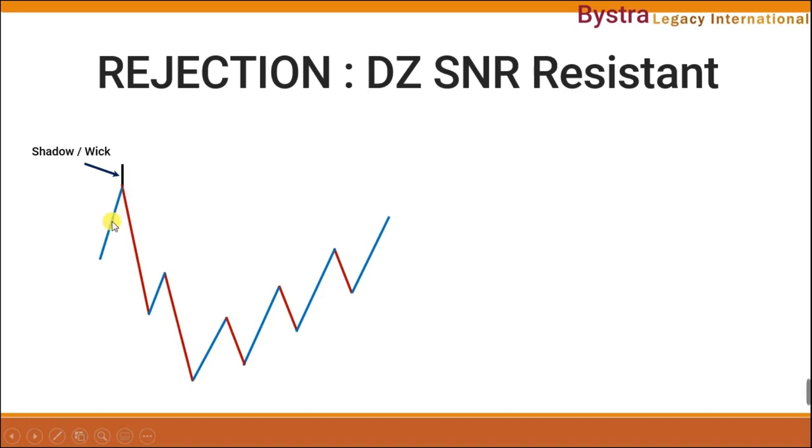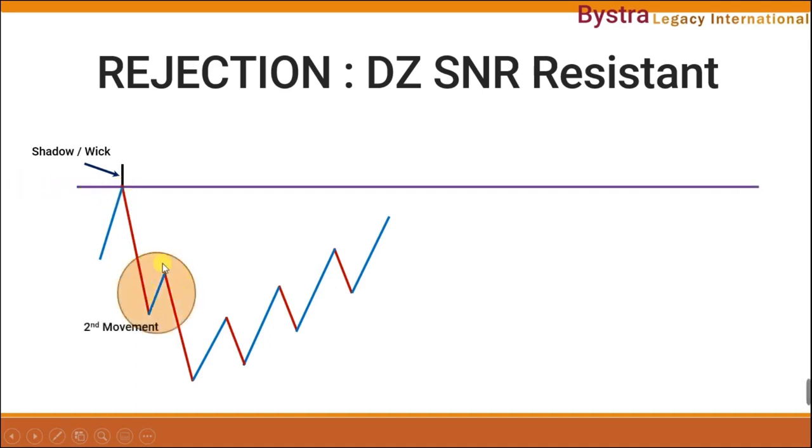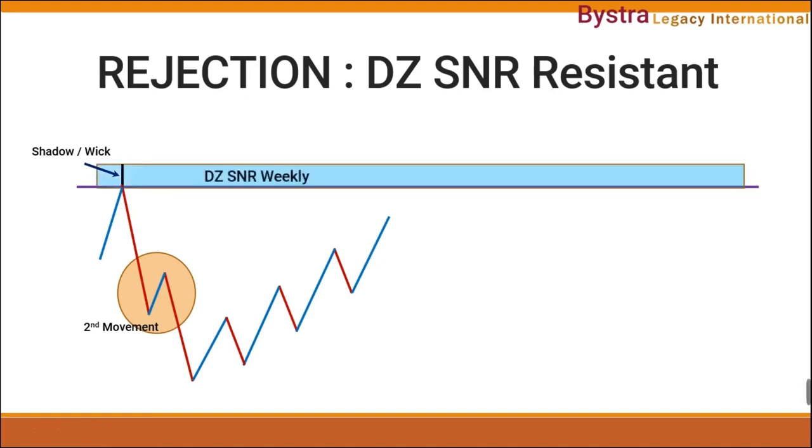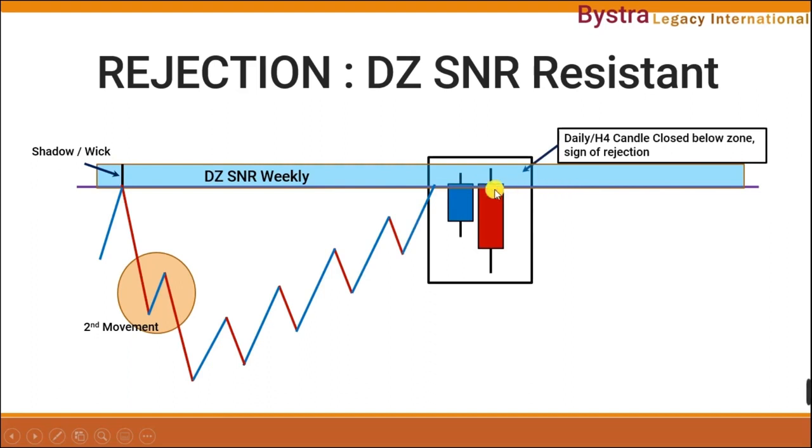So first we move to the weekly time frame. Second, we go to the line chart. Third, we mark the horizontal line and also the second movement. This is to validate that this resistance is strong. Next, we change back to the candlestick chart and mark the zone from the edge of the resistance all the way up to the shadow or the wick of the candlestick. So this is our danger zone SNR at the weekly time frame at the resistance. So price comes back into this zone when there is a confirmation of rejection.